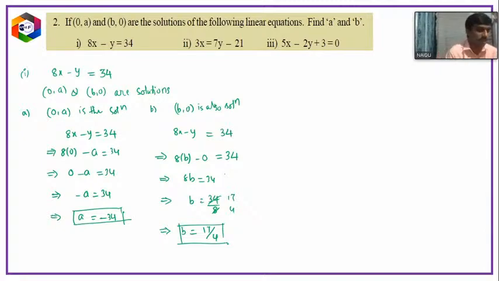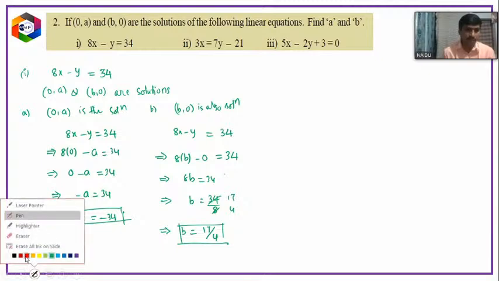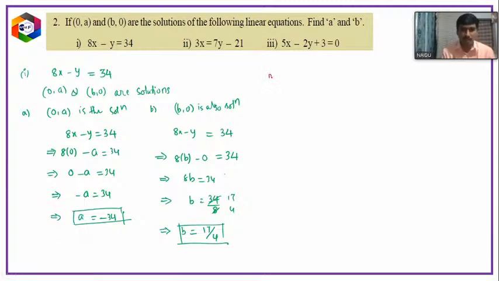So now it is your turn, children. I'm going to give you the second question, question number 2. Please note down the question: 3x is equals to 7y minus 21. First, I will give 1 minute. So first (0, a): x is 0, y is a. Let us substitute and find the value of a. It is your turn, children. Now I want the answers, please.